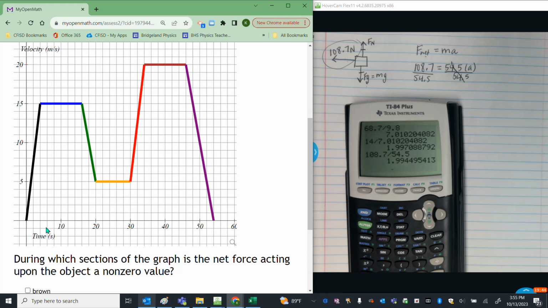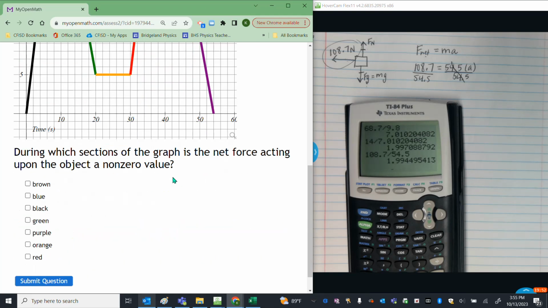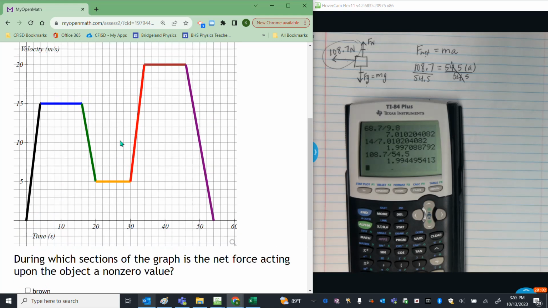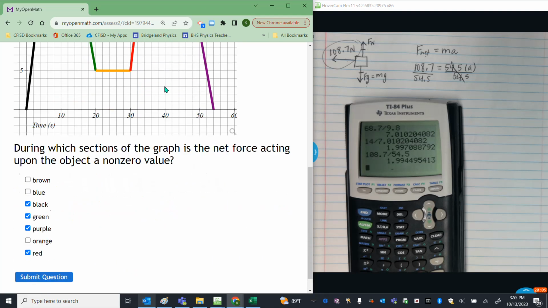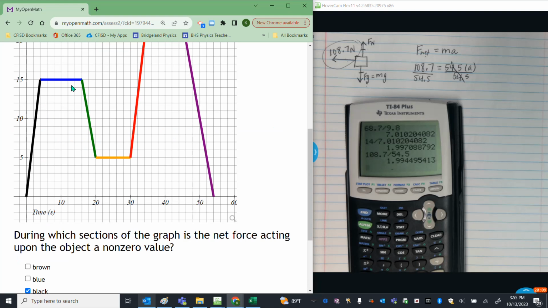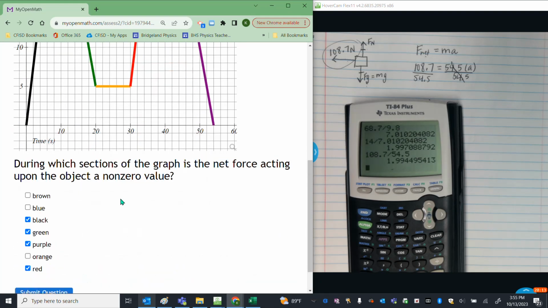That's going to be this black portion, this green portion right here, this red portion, and the last section that's purple. Okay, so black, green, red, purple. The blue, the orange or yellow, and this darker red, or brown I guess is what it's called, those are all zero slope, and therefore they are constant velocity. We don't want to choose those.